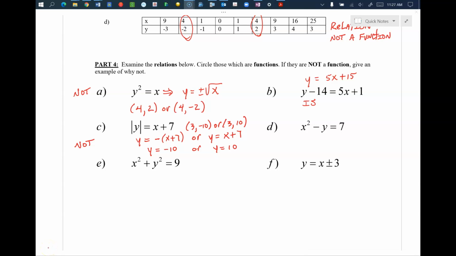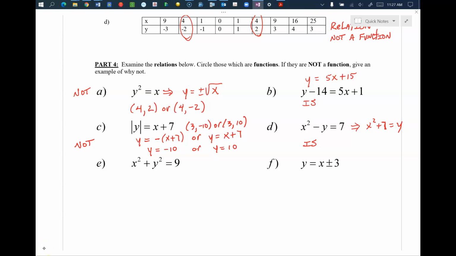Moving on to D, if we were to solve D for y, I would subtract 7 from both sides and add y to both sides, and we would get x squared plus 7 is equal to y, and you probably recognize that as a parabola that opens up, and any vertical parabola opening up or down is going to pass the vertical line test, and therefore it is a function.